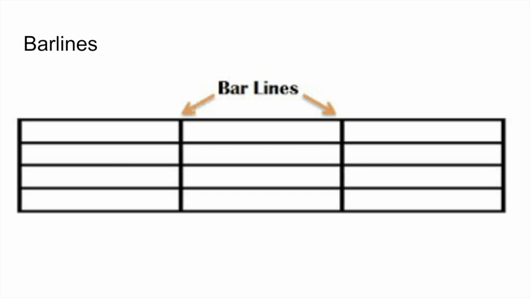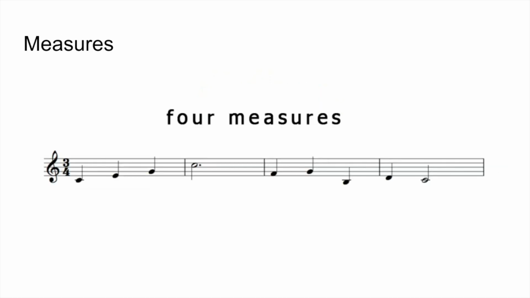Now, to finish it out, we're going to go through a couple more parts of the staff. We have the staff, which is the 5 lines. In order to divide those up, we use bar lines. You can see those pointed to right here. Once we divide up the staff with bar lines, we get measures. Here's an example of 4 measures of music.